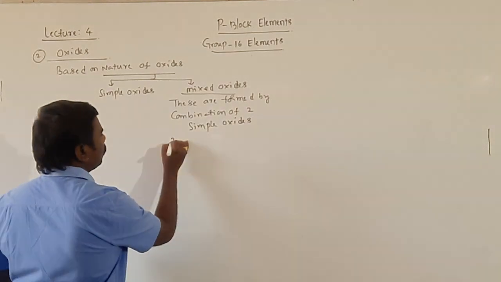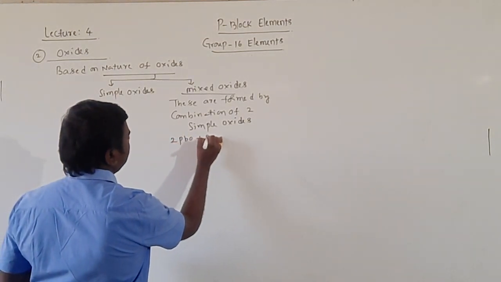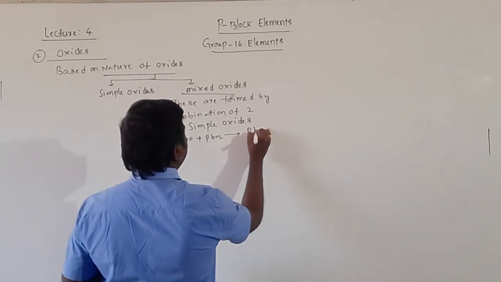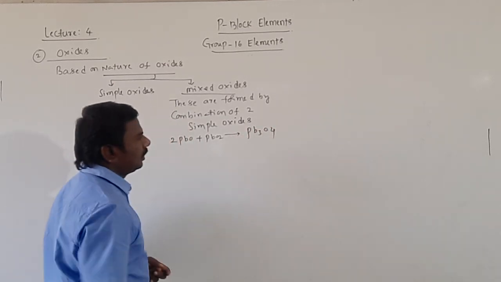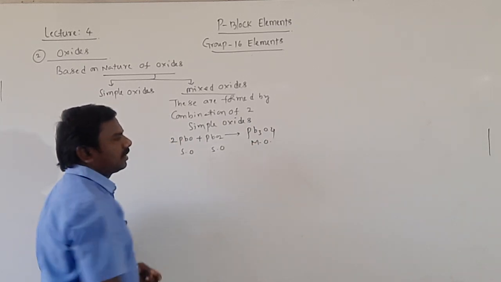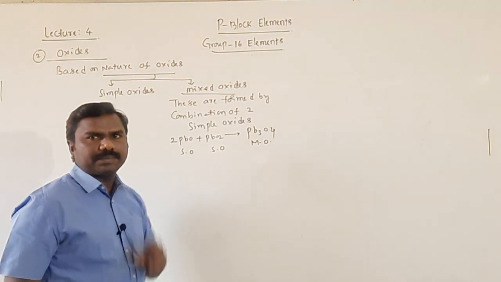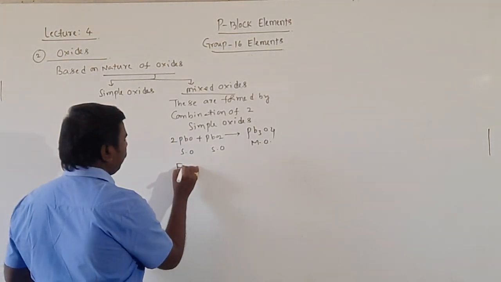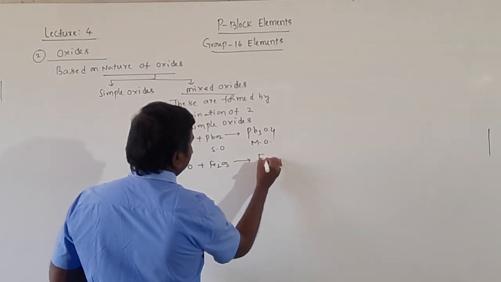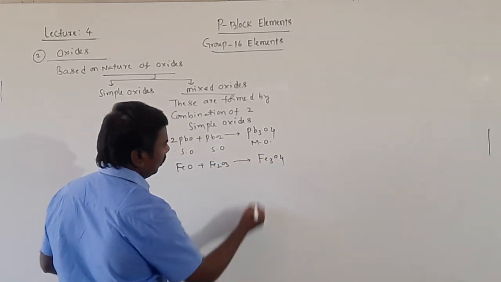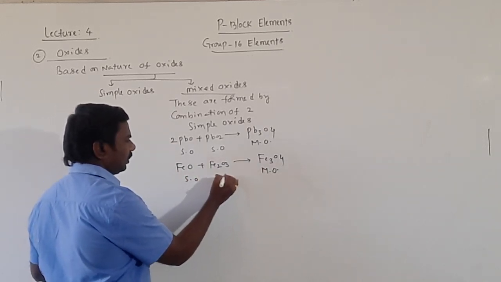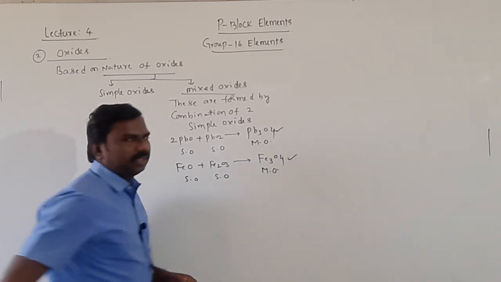Examples: 2PbO plus PbO2 gives rise to Pb3O4. It is a mixed oxide. These two are simple oxides. Next, FeO plus Fe2O3 gives rise to Fe3O4. It is a mixed oxide. These two are simple oxides. These are the examples for mixed oxides.